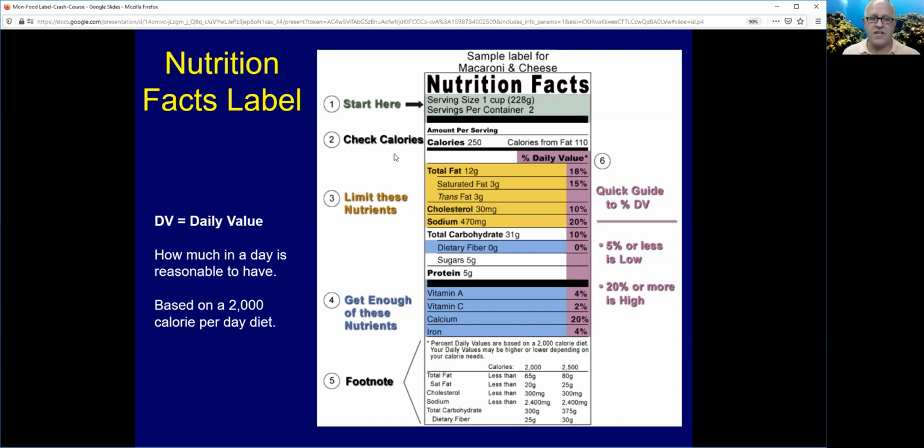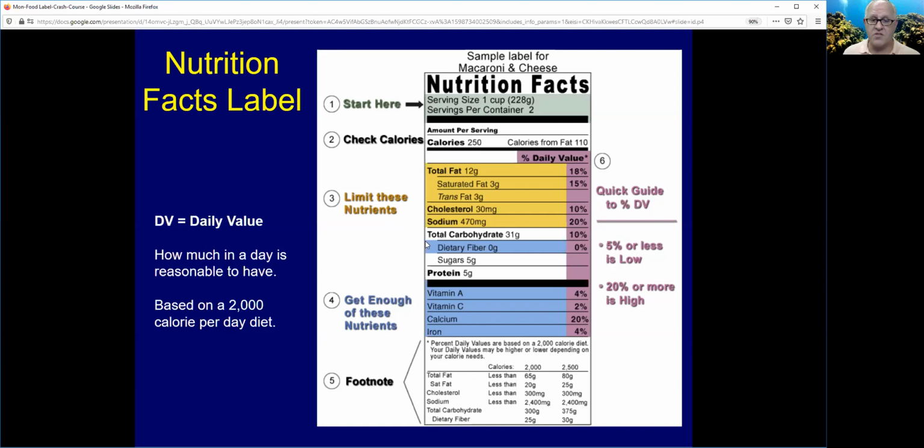So the next thing is calories. Per serving, the macaroni and cheese has 250 calories, of which 110 of those calories come directly from the fats. You then have some other nutrients. It's going to tell you that there is 12 grams of total fat, or 18% of its daily value. There's cholesterol and sodium. Sodium is salt.